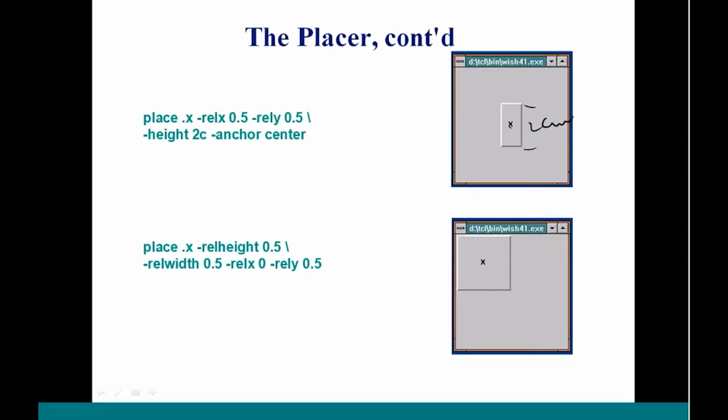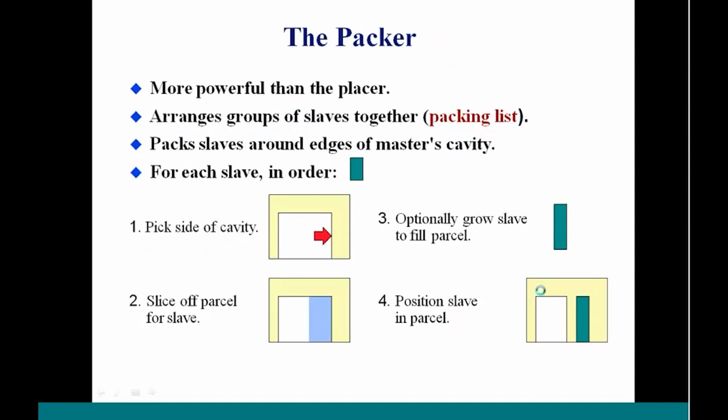In this example we place it with relative X of 0, relative Y of 0.5, so that is the center, the same, and then relative height is 0.5 as well. So it adds up those things, and then the relative width is 0.5. So you get a widget looking like this.